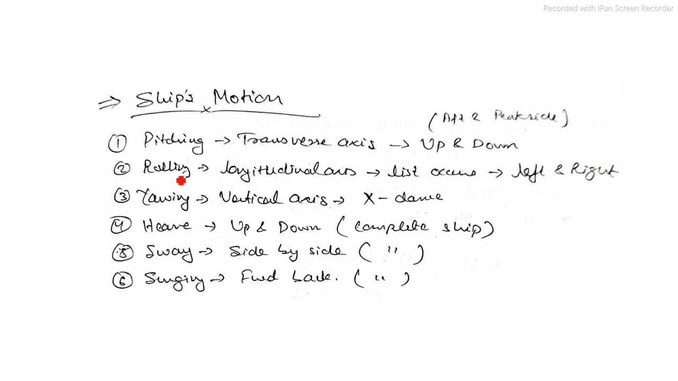The second is rolling, so it revolves around the longitudinal axis, and the movement will be left and right. Third is yawing, across the vertical axis, like the ship is moving like this or this. Fourth is heaving, the ship is moving up and down. The fifth is swaying, the ship is moving side by side. And the sixth is surging, the ship is moving forward and backward.